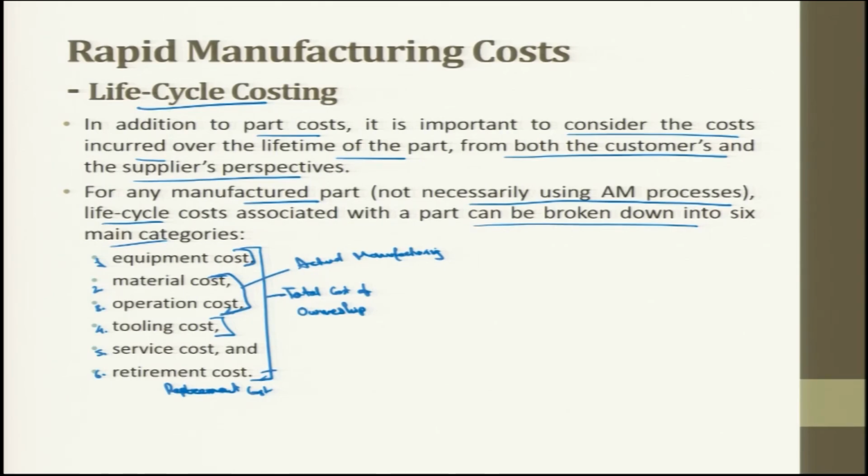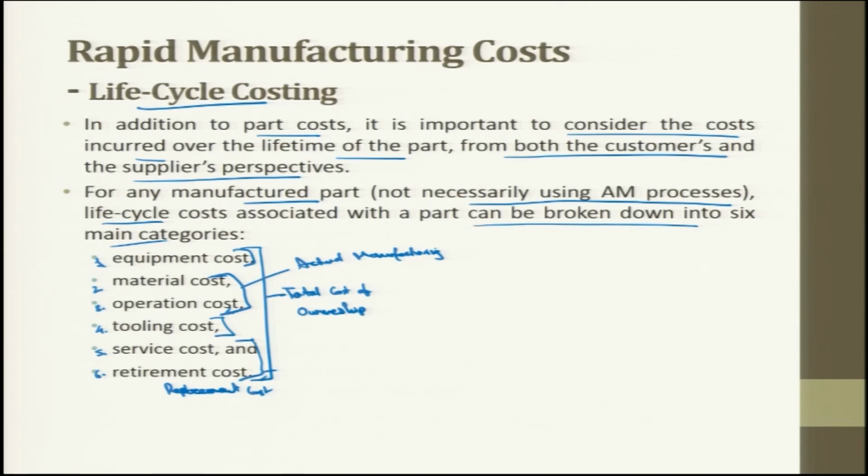The other 2 elements are service and retirement costs. Service costs typically include the costs that are associated with repairing or replacing a part, which can include costs related to taking the product out of service, disassembling the product to gain access to the part, repairing or replacing the part, reassembling, testing of the part, inspection, preventive maintenance. All those things come in service. Then design for service guidelines indicate that parts needing frequent service should be easy to access and easy to repair and replace. So these costs are also important.